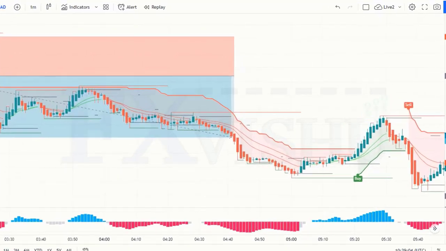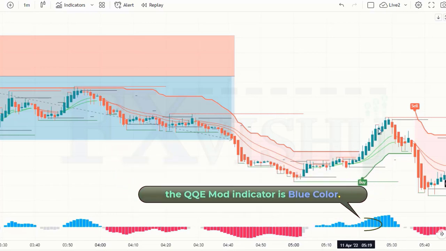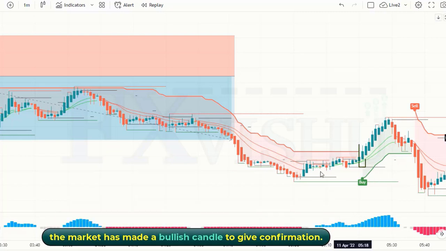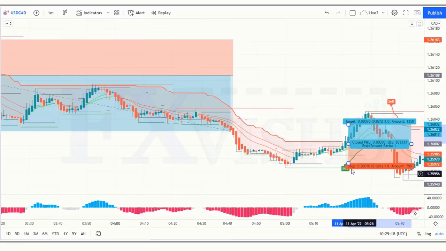We have got the signal. Here the SuperTrend indicator gives us buy signals. The QQE mod indicator is blue color. The market has made a bullish candle to give confirmation. So all our conditions are being fulfilled, so we are placing an order to buy.